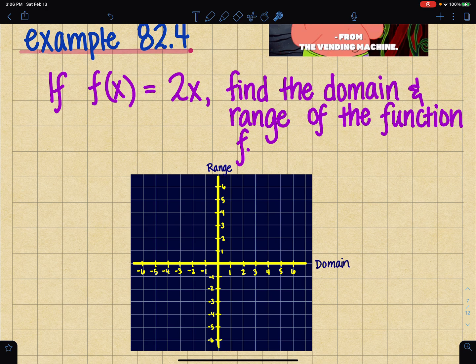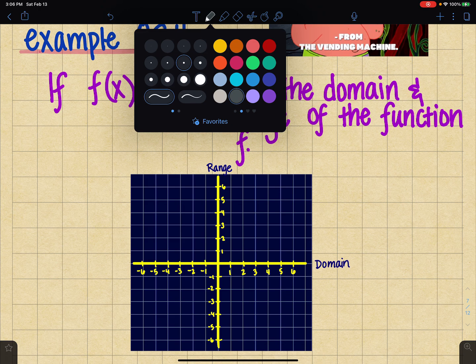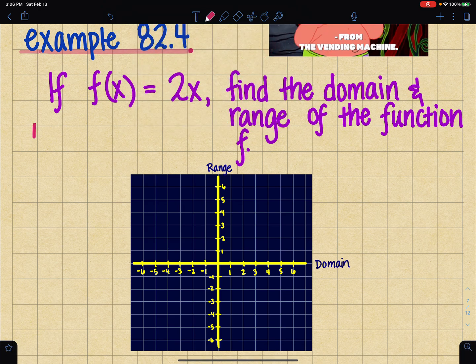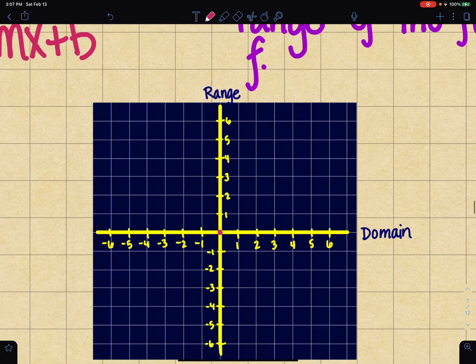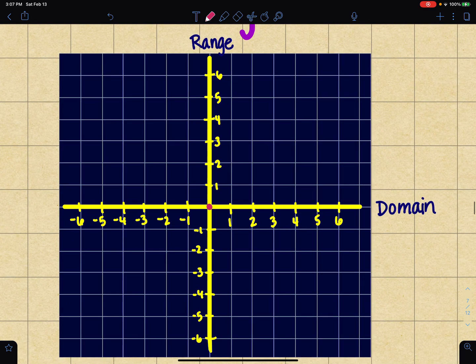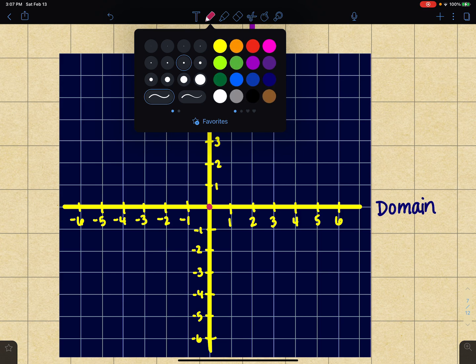You can do the y equals mx plus b and say, well, this is the slope and b is 0. It crosses the y-intercept at 0. Or you could just plug in some numbers for x and see what you get for y. So let's just do the y equals mx plus b. Okay, and I'm going to use a brighter color so that we can see it.